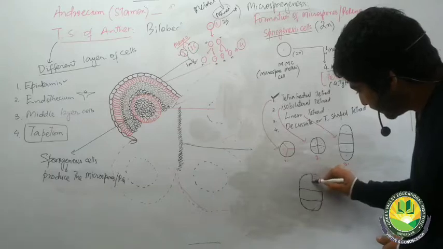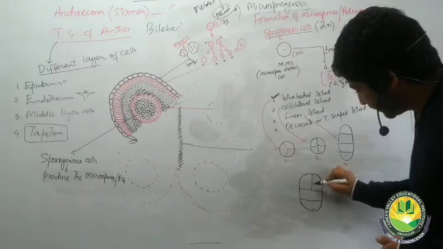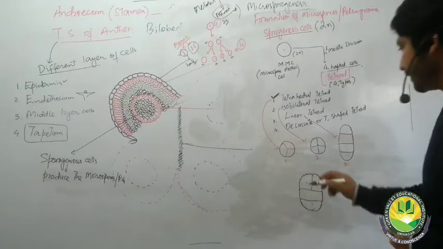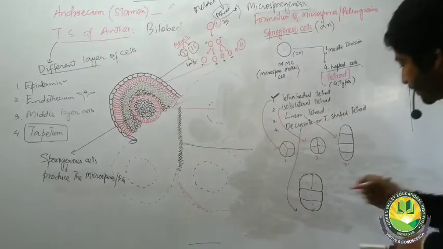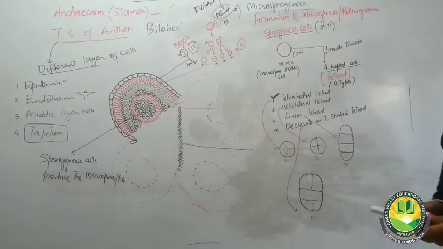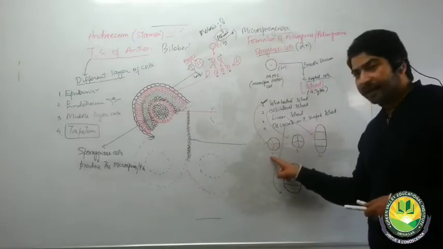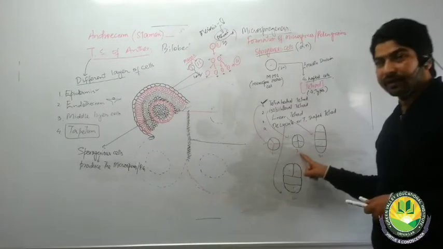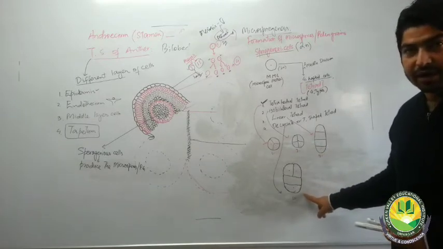This is decussate or T-shaped. This is the fourth one. That means we are going to have this fourth one. So, in a way, four kinds of tetrads can be formed: tetrahedral, isobilateral, linear, and this one, decussate or T-shaped.